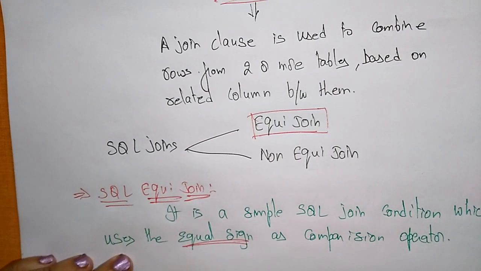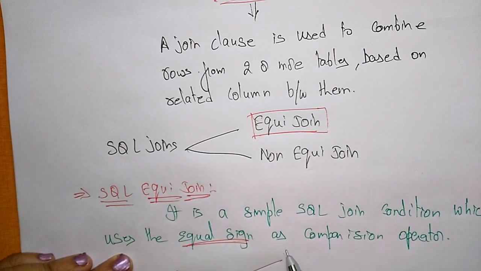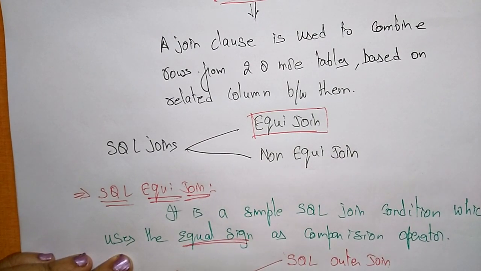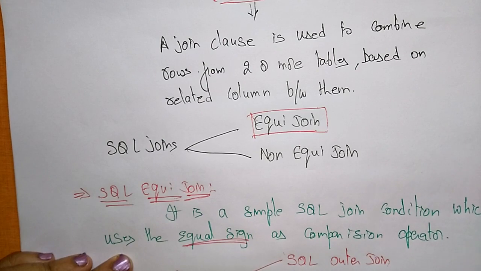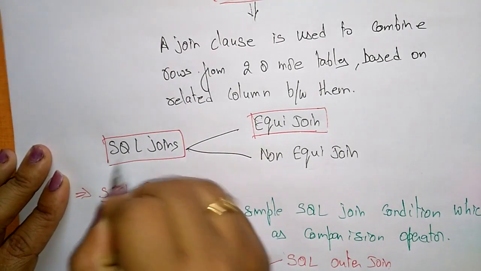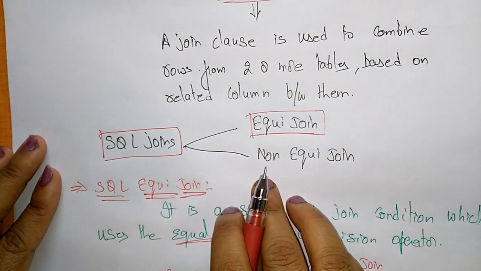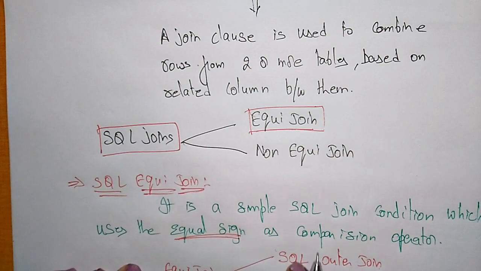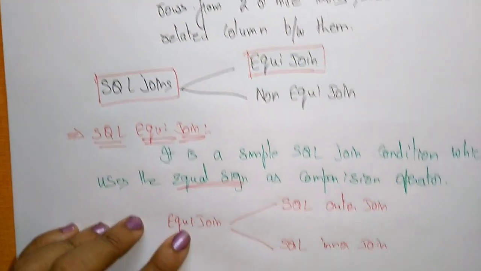So again, this equi-join is divided into two types: SQL outer join and SQL inner join. Don't be confused. SQL joins are classified into two types, equi-join and non-equi-join. Now coming to the equi-join, it is again divided into SQL outer join and SQL inner join.